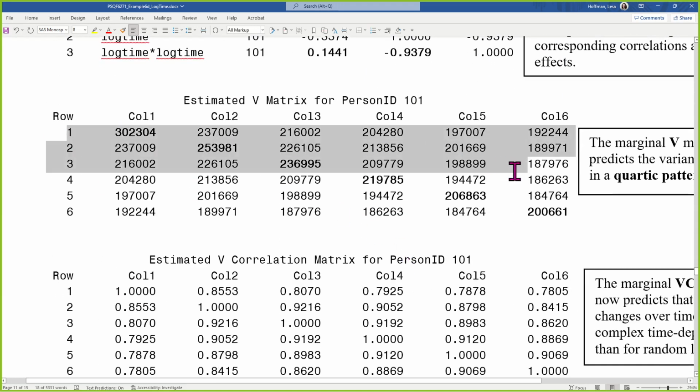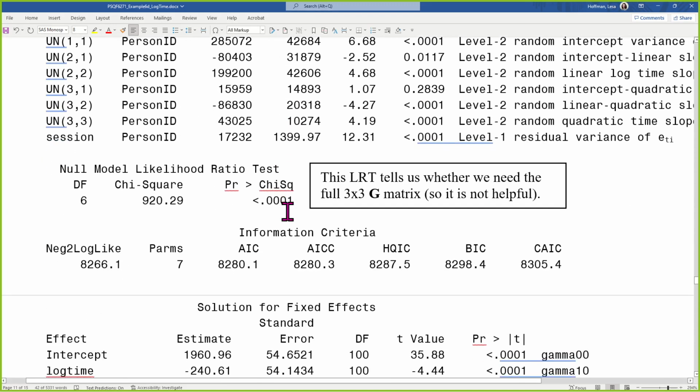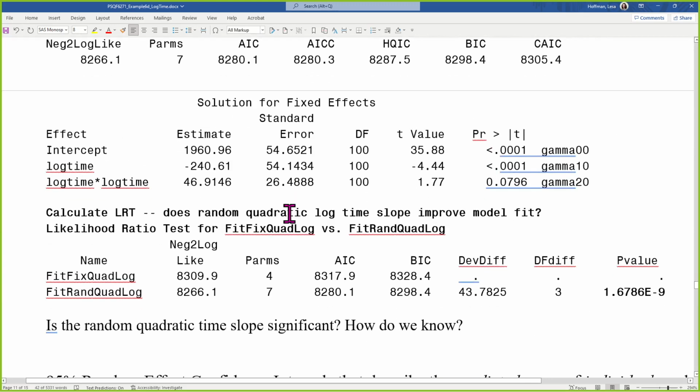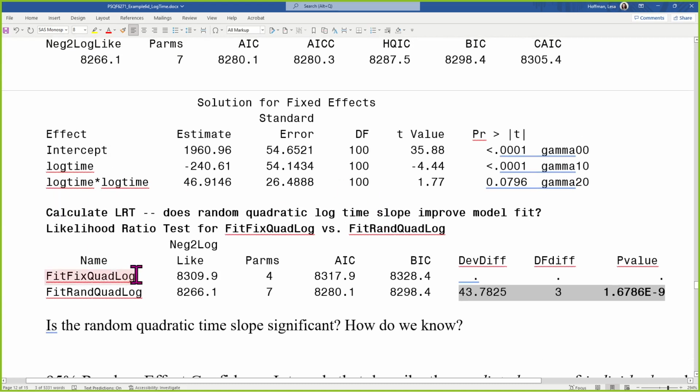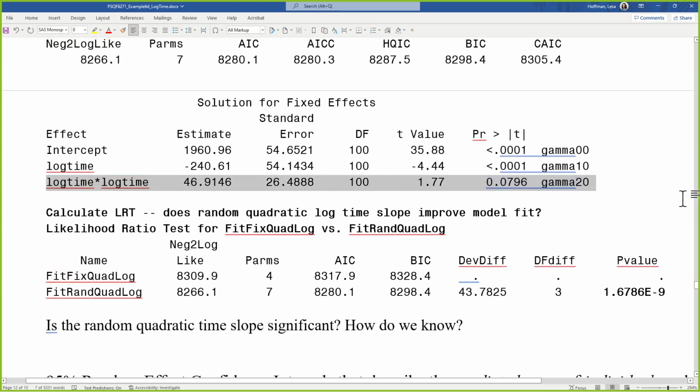So we have a new pattern of heterogeneity of V that has a quartically changing pattern of variance as a function of time to the 4th. We have a likelihood ratio test that's going to tell us whether or not this helps. It looks like it definitely does. But I also want to point out a switch in our conclusion with respect to the fixed effects. Look at our formerly new effect of quadratic log time. It was significant when it was only a fixed effect, and now it's not.